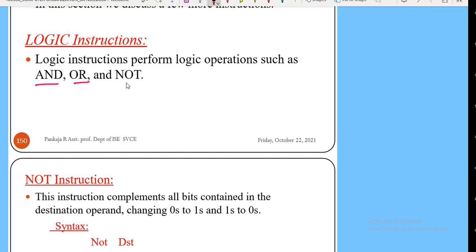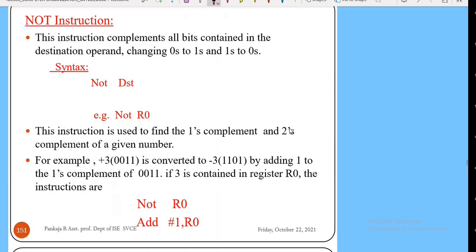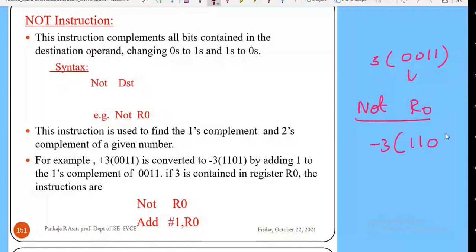So till now we have used add and sub. Similar to that, we'll try to understand AND, OR, NOT. So NOT means, you already know, it is negation. If you want to negate the value 3 in binary, that is 0011, you are going to write the instruction called NOT. So automatically it is going to negate it, and the value will be 1100.